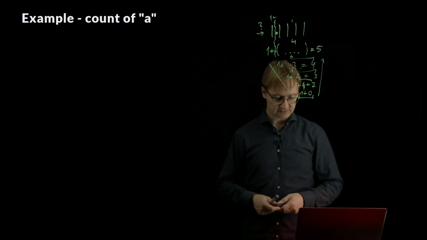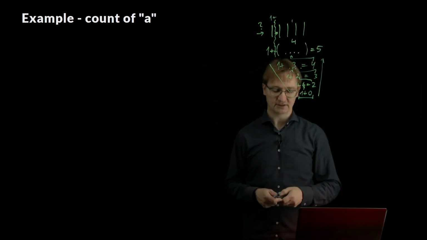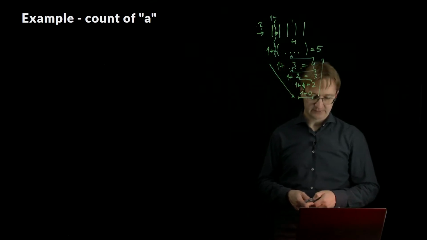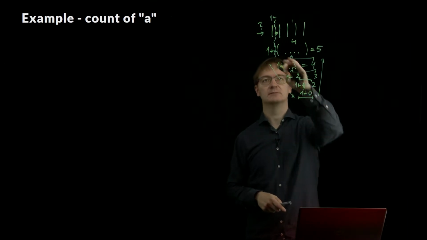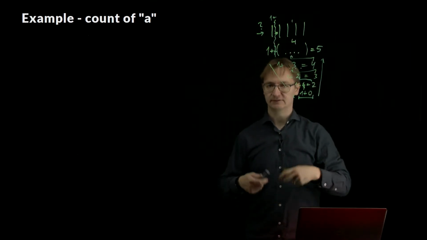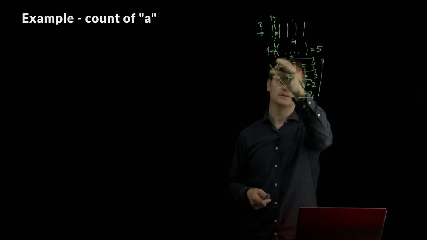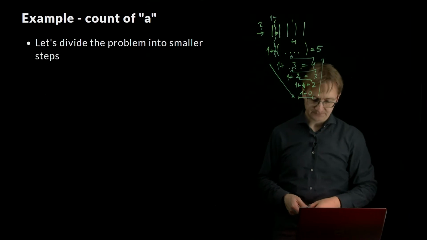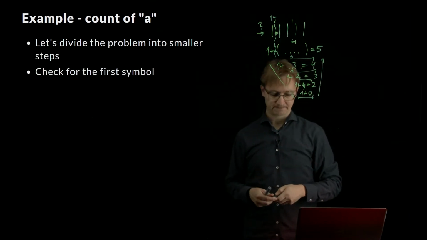Let's have another example. We want to count how many A's there are in the text. It's pretty similar to that one, but there we counted everyone. In this example, we only count if the value of the symbol is A. So it's a bit different. Again, let's divide the problem into smaller problems.